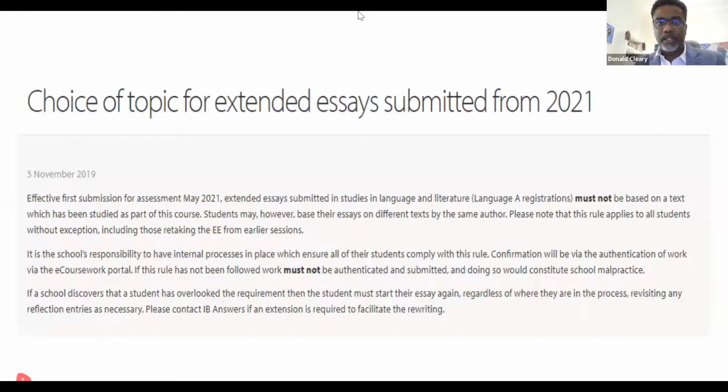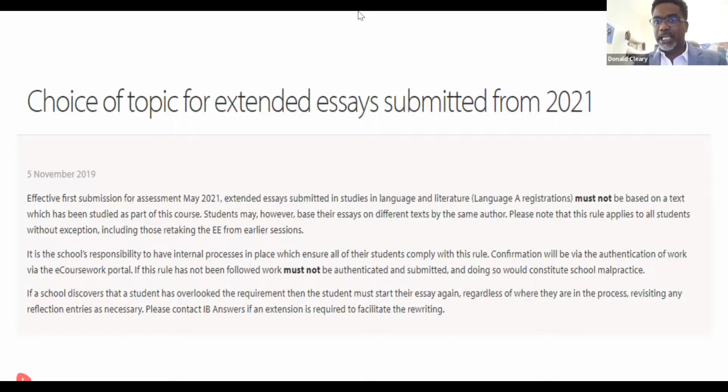From Pam, can you give clear advice about using young adult fiction? It's very straightforward. The IB repeatedly in the subject report warns students against using young adult fiction. So personally, I just tell my students no.